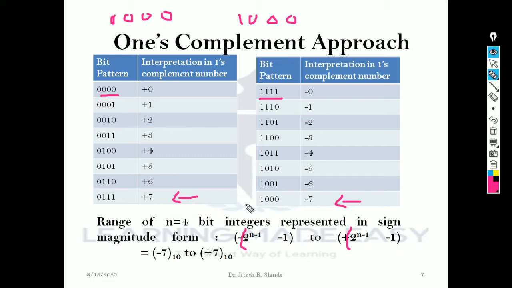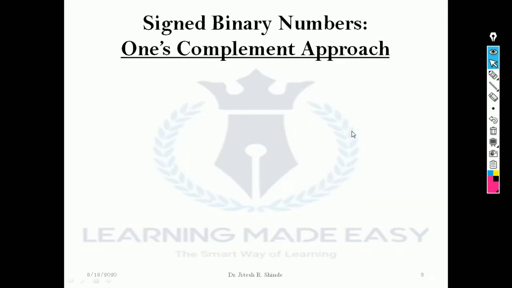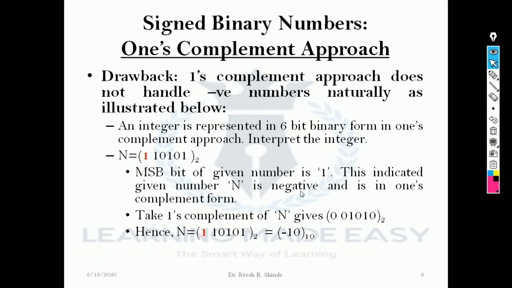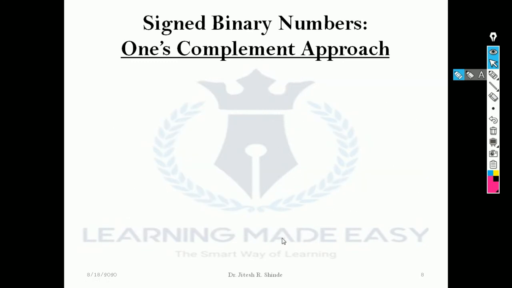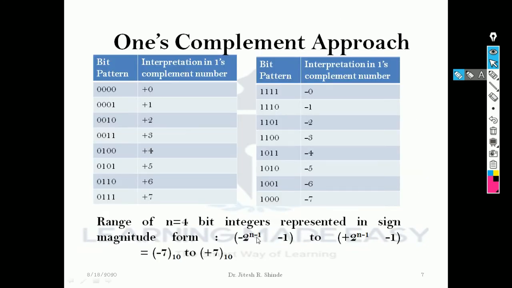This table gives us the idea that the range of the sign magnitude approach as well as the one's complement approach to represent signed binary numbers is the same. That is, as in the previous slide, the range is the same: minus 2 to the power n minus 1, minus 1, to plus 2 to the power n minus 1, minus 1. The result we are getting here is minus 7 to the base 10 to plus 7 to the base 10.